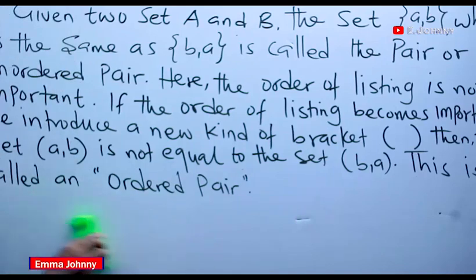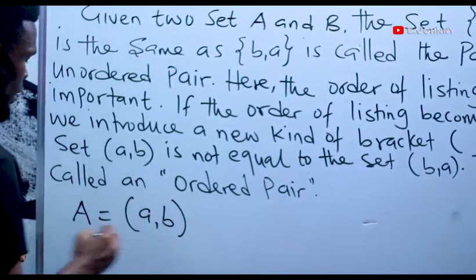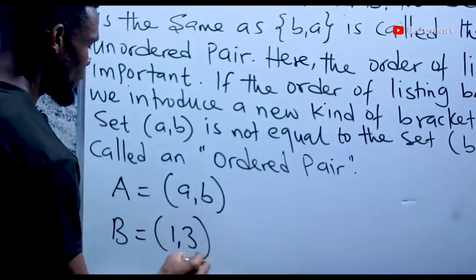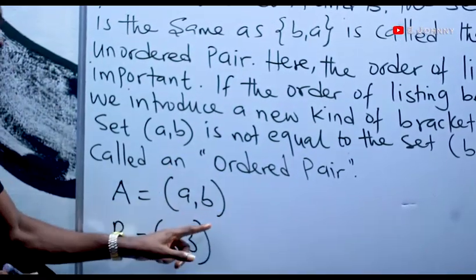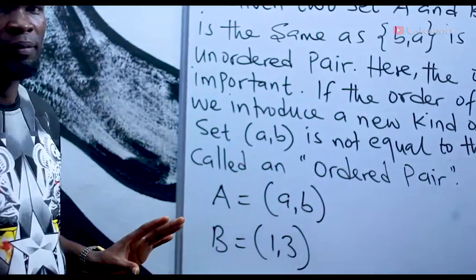So now, if I have a set A to be maybe {a, b}, and I have another set B to be {1, 3}, remember, because of this bracket, we are saying that this is a set of ordered pair.